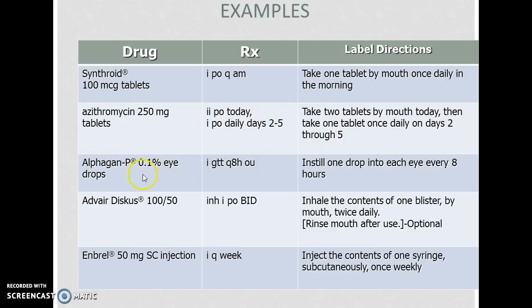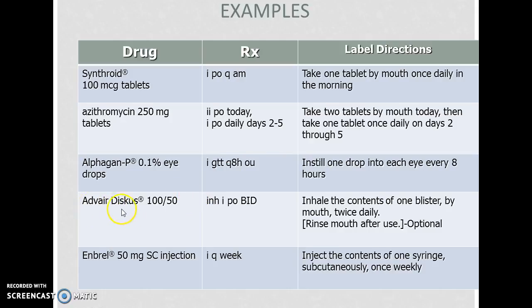This is an eye drop here. And what does this mean? The medicine is 0.1% of the total amount that is to be given. And this is the eye drop. So once, this means drop, every 8 hours. Okay, so every 8 hours. Right? And of course, OU means each eye. We talked about that before.